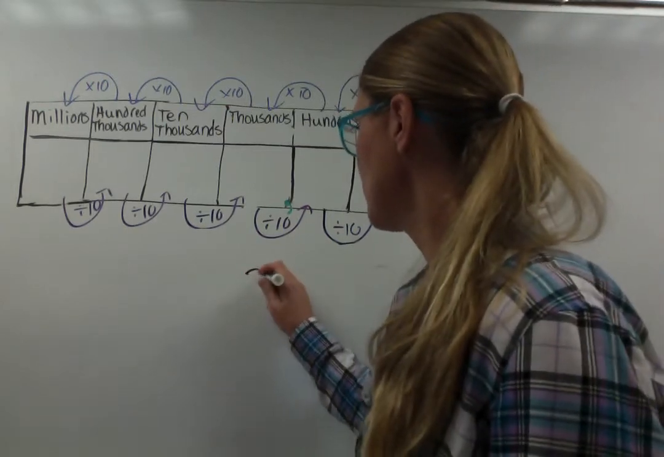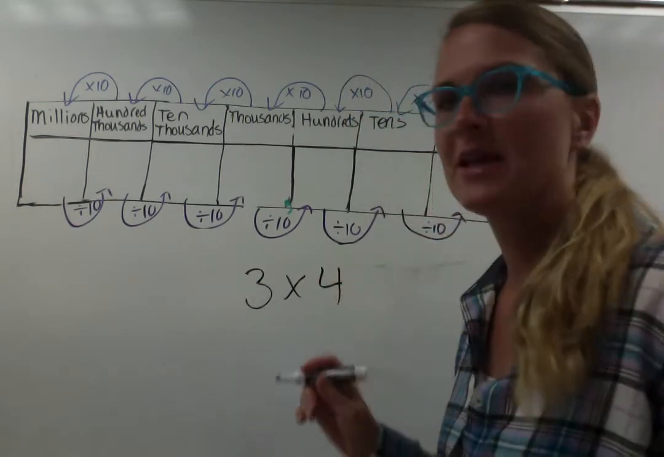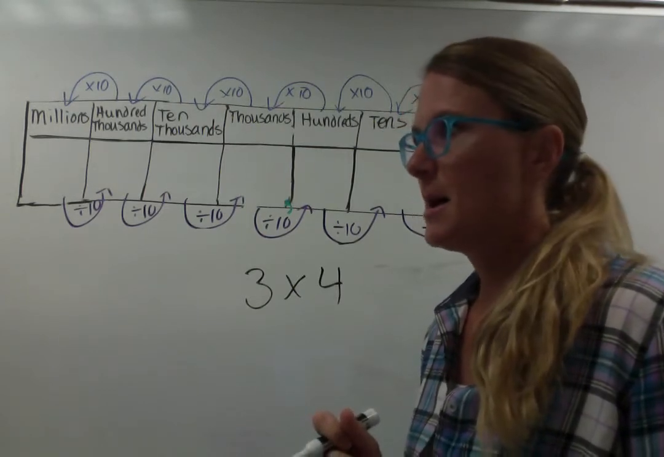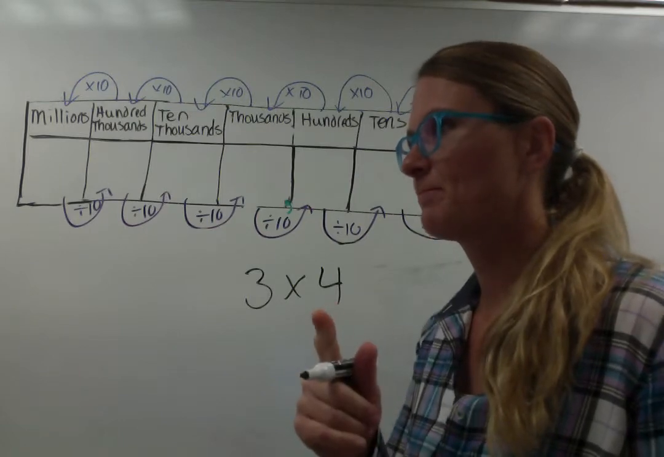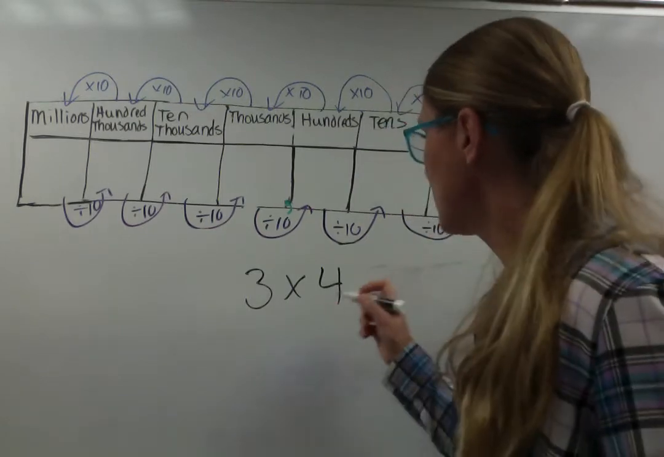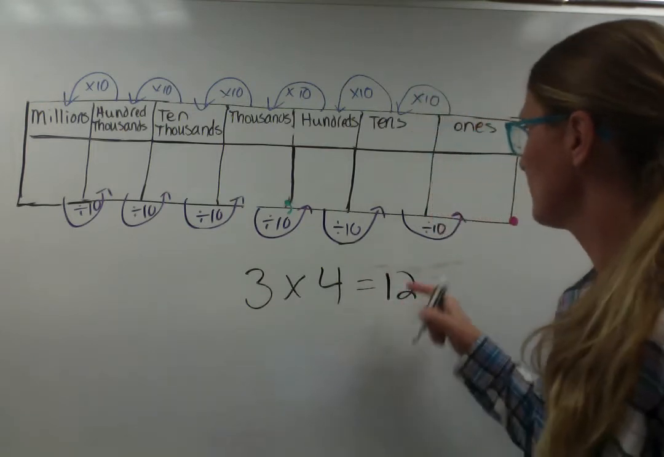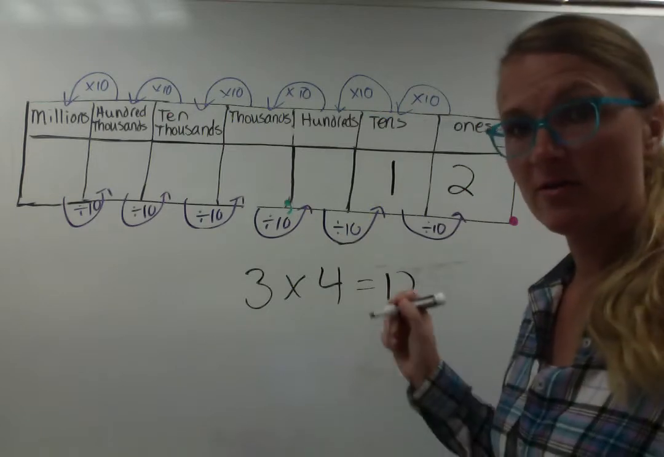So for example, if you have something like 3 times 4, and we also talked about this same concept when we talked about the distributive property. Okay? So 3 times 4 is 12, right? So if you do that, you have a 1 in the tens place and a 2 in the ones place. Okay, so that's your 12.